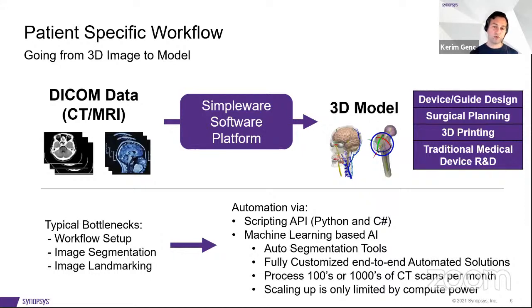So these are auto segmentation tools, some off the shelf, and then we have fully customized end-to-end automated solutions, and those have been successfully deployed for customers processing hundreds or thousands of CT scans per month, or MRI scans, and fitting that into their workflow depending on what their workflow is, and then also enabling them to scale up. And that scaling up is only limited by compute power, not by hiring more engineers, more segmenters, more landmarkers. So it's really to automate the workflow and keep the expertise built into the algorithms, because segmentation isn't a fun thing, and you tend to have a lot of turnover with that.